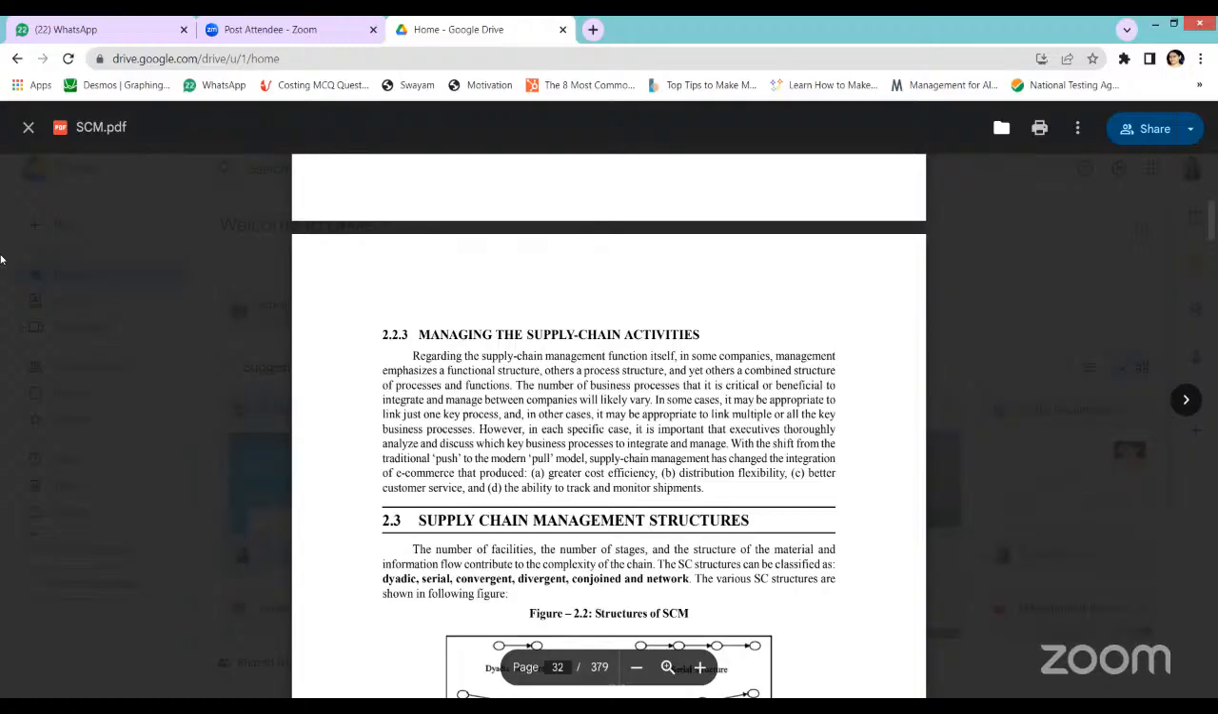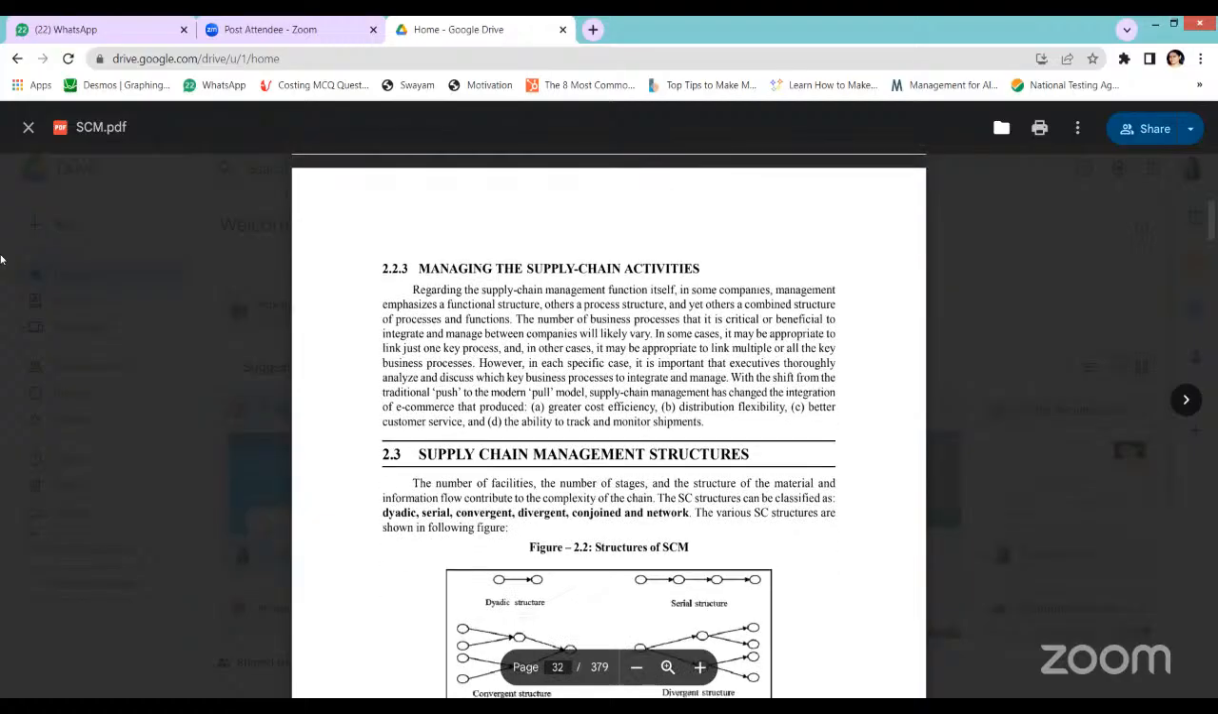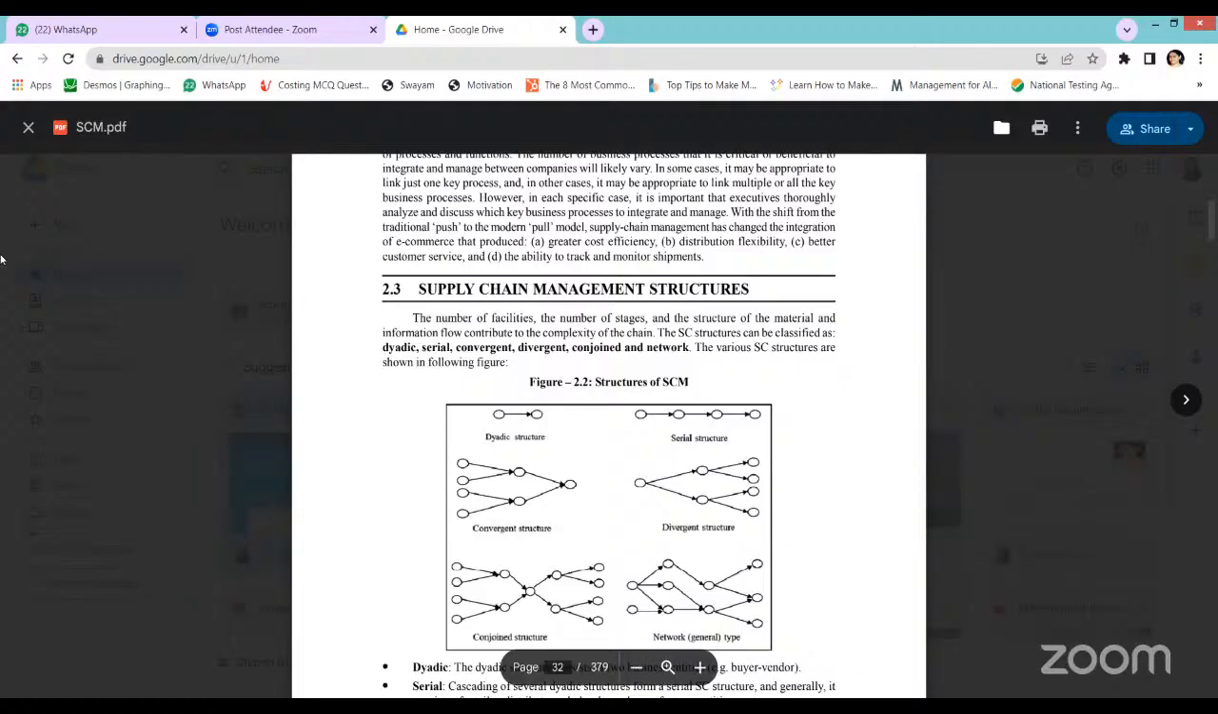Try to manage, minimizing its cost and making its distribution system flexible, providing better customer service, and also ensuring that it will be able to track and monitor its shipments so that it can provide better customer service. Got it, understood?